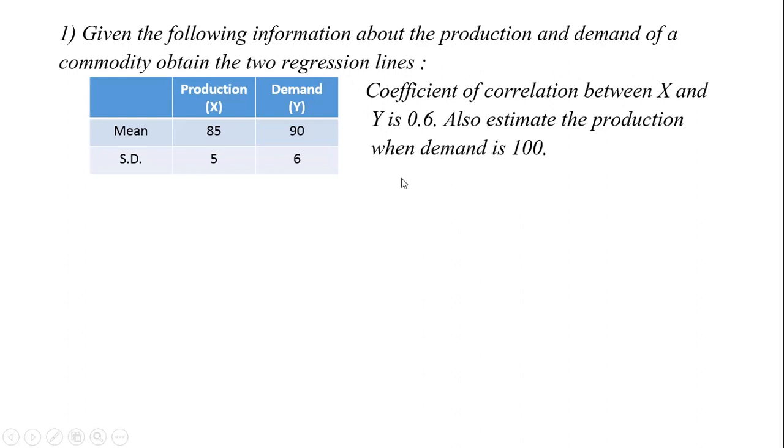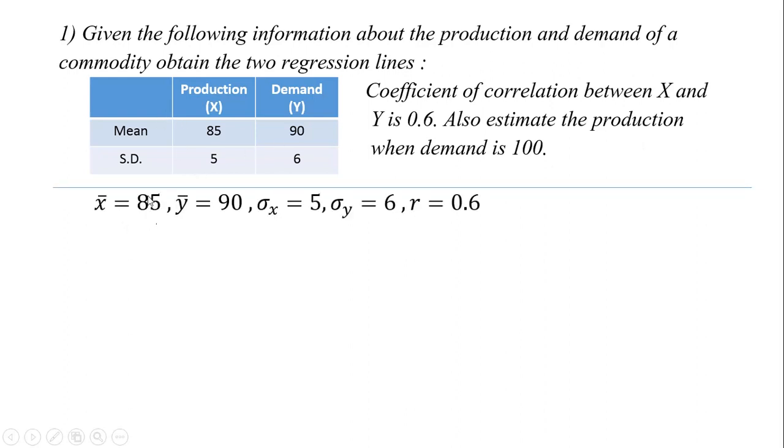So first we find the two regression lines, then using the proper equation we find this estimate of production. So first we write this given data. Here mean of x, that is x bar is 85, mean of y, that is y bar is 90, standard deviation of x, sigma x is 5, standard deviation of y, sigma y is 6, and correlation coefficient is 0.6. We write here r is equal to 0.6.